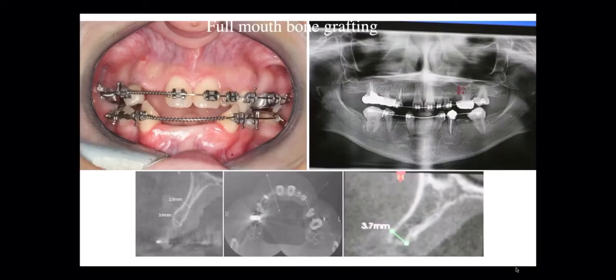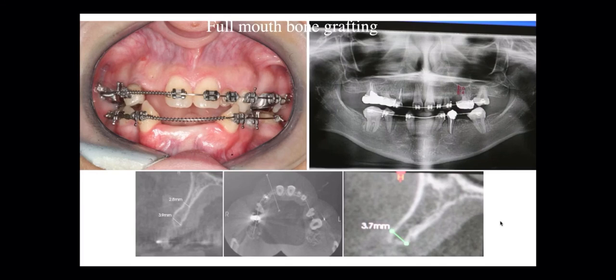That's another case where we have a 23-year-old female patient, referred to me with a lot of congenitally missing teeth. You can see that the lower anterior incisors are missing. The upper right lateral incisor is missing. The upper left lateral incisor is missing. The upper left canine is missing. The upper premolars are missing. And on the right side, it is the same.